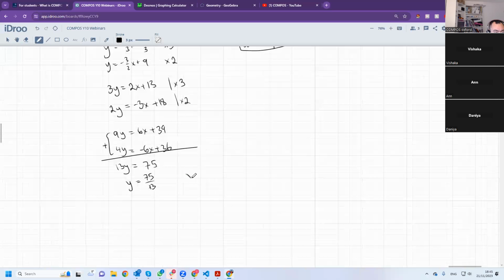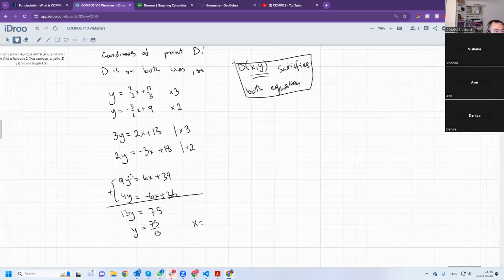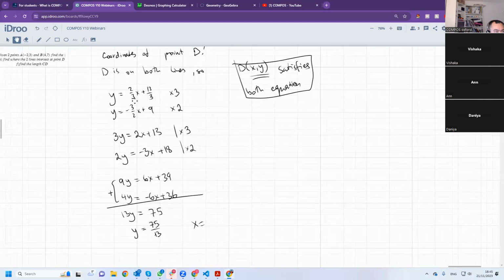And x, how can I find x? Just any equation will do. 75 13ths minus 13 thirds multiplied by 3, divided by 2, 28 13ths.